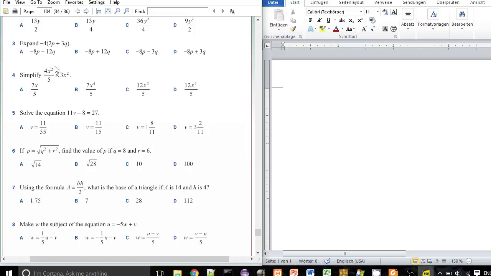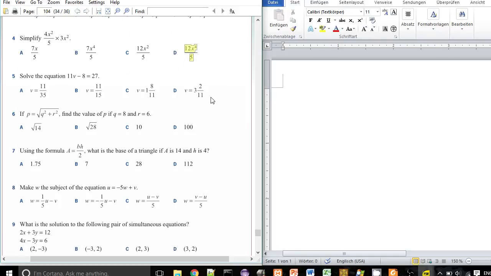This one, 4 times 3 is 12. Okay. x squared times x squared is going to make x to the power of 4. The powers add up. 2 and 2 makes 4. And it's still over 5. So 12 over 5, x to the power of 4. So D is the answer. Okay, again, please by all means pause it and try to do it before I reveal the answer. You can see if you got it right.